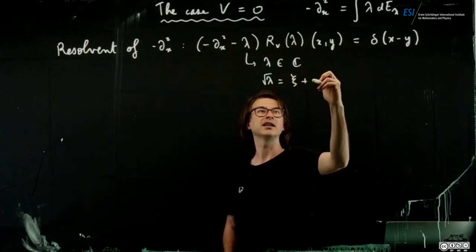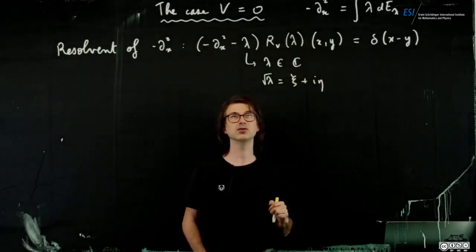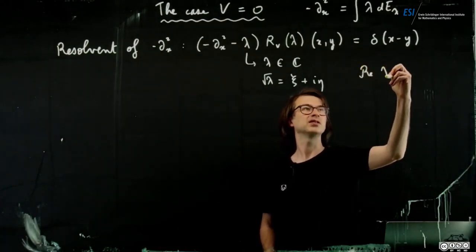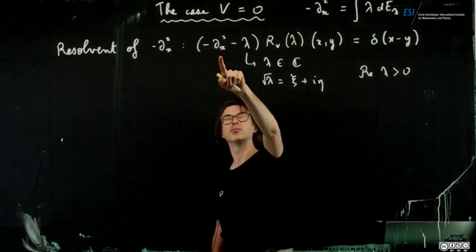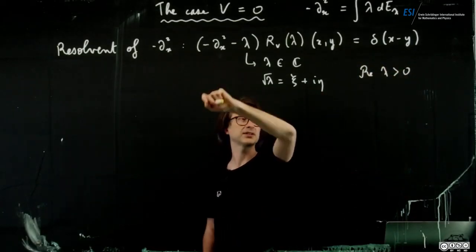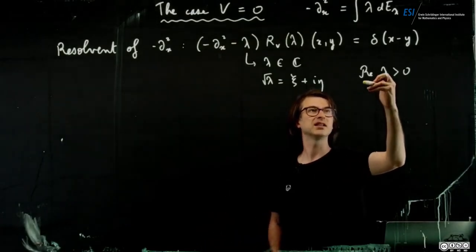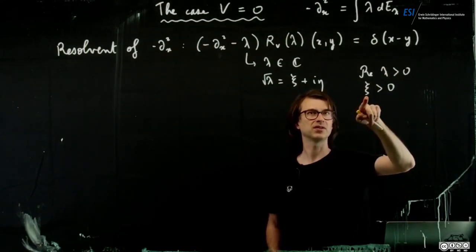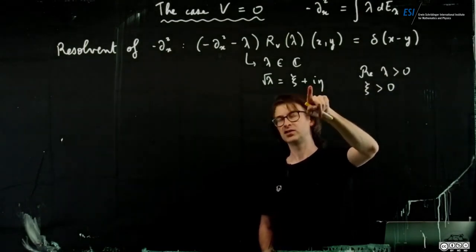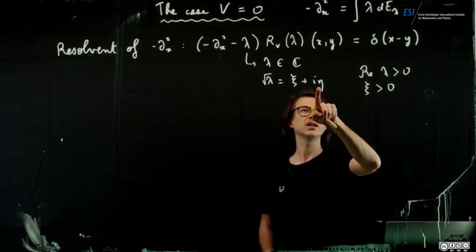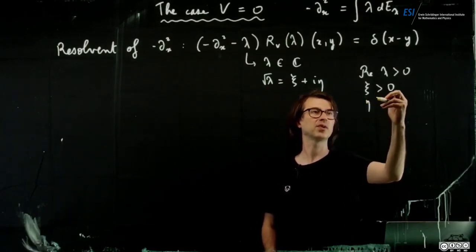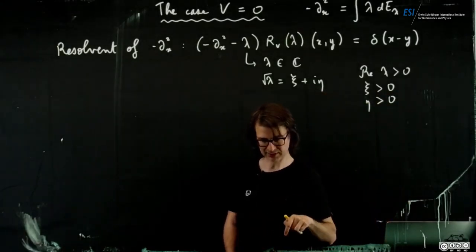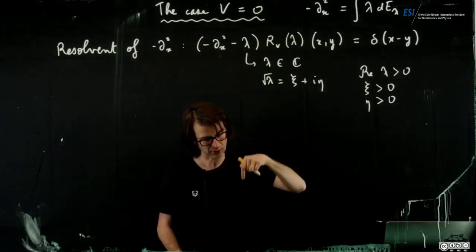is xi plus i eta. And so the sort of difficult case is when the real part of lambda is positive, because minus dx squared has positive spectrum. And so this means that xi will be positive. At least we can choose xi positive. And that's one of the determinations of square root of lambda. And we take eta to be positive, which means that we are going to converge to the real axis by the upper half plane.